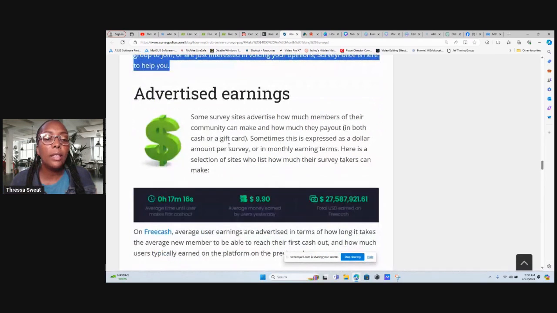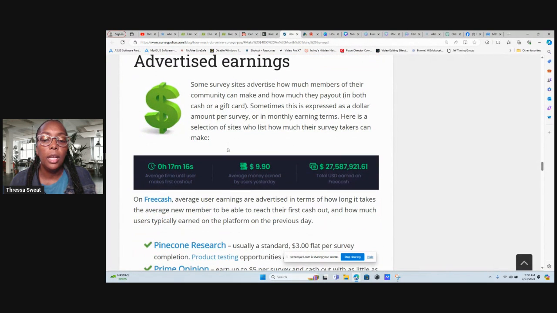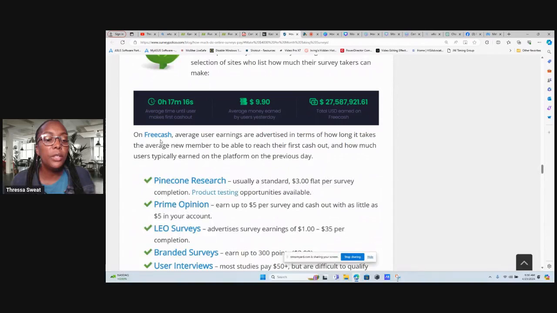And when you go down a little bit further, they have advertised some of their survey sites, how much members of the communities can make, and how much they pay out. So these are some of the surveys that they recommend, that they have tried out, that are legitimate. I haven't tried these ones out, like Pinecone Research. They're talking about a standard $3 flat per survey completion and product testing opportunities. They're saying these are the ones you need to try out.